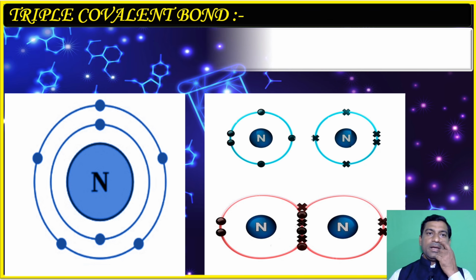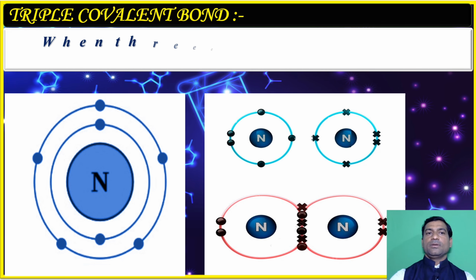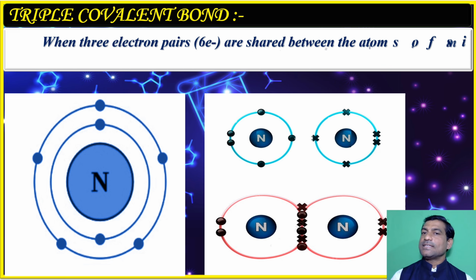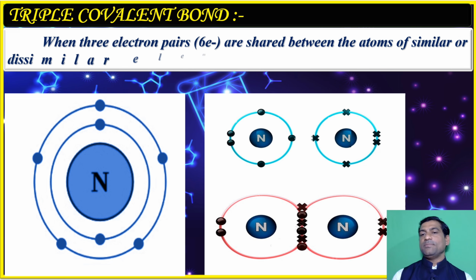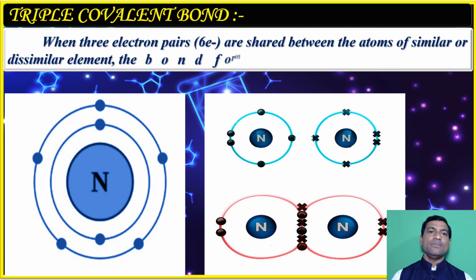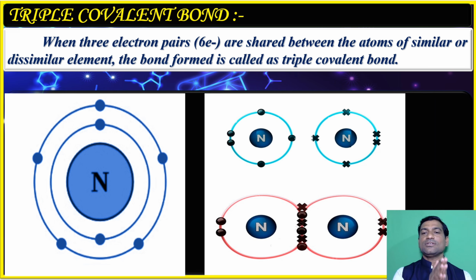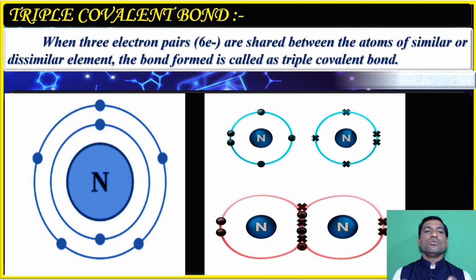Next one is the triple covalent bond. The triple covalent bond means when 3 electron pairs, that is 6 electrons, are shared between the atoms of similar or dissimilar elements, the bond formed is called a triple covalent bond. Means 3 pairs of electrons are shared between the two atoms.